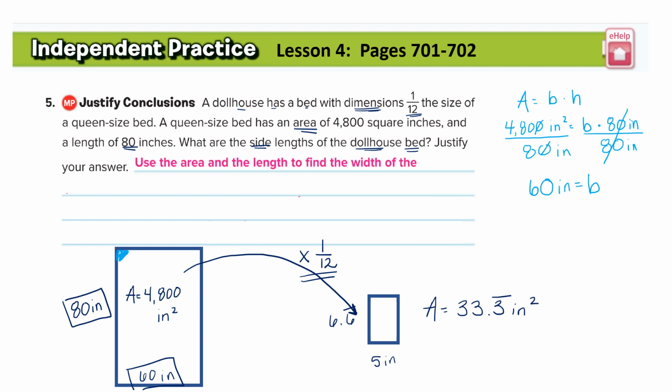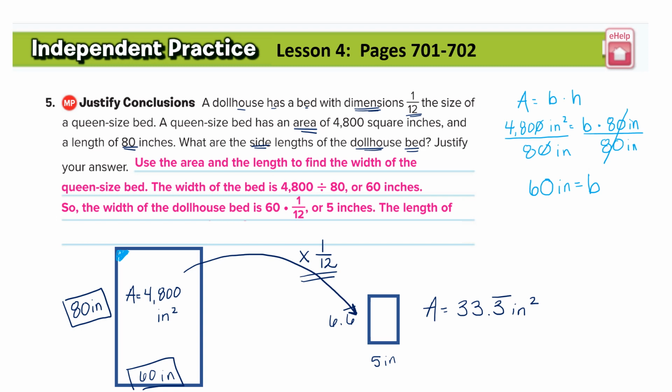Use the area and the length to find the width of the queen size bed. The width of the bed is 4,800 divided by 80, or 60 inches. So the width of the dollhouse bed is 60 times 1/12, or 5 inches. The length of the dollhouse bed is 80 times 1/12, or 6 2/3 inches, which is what we have, but we just have it as a decimal.